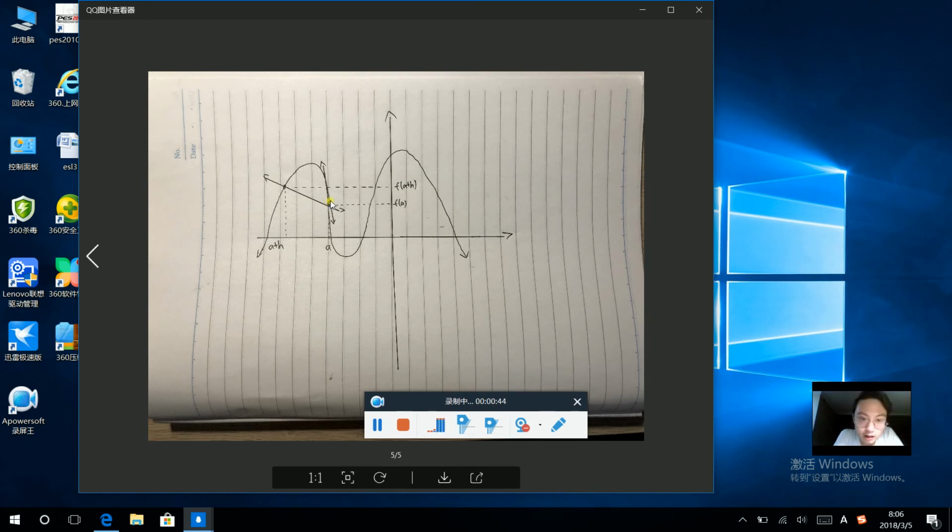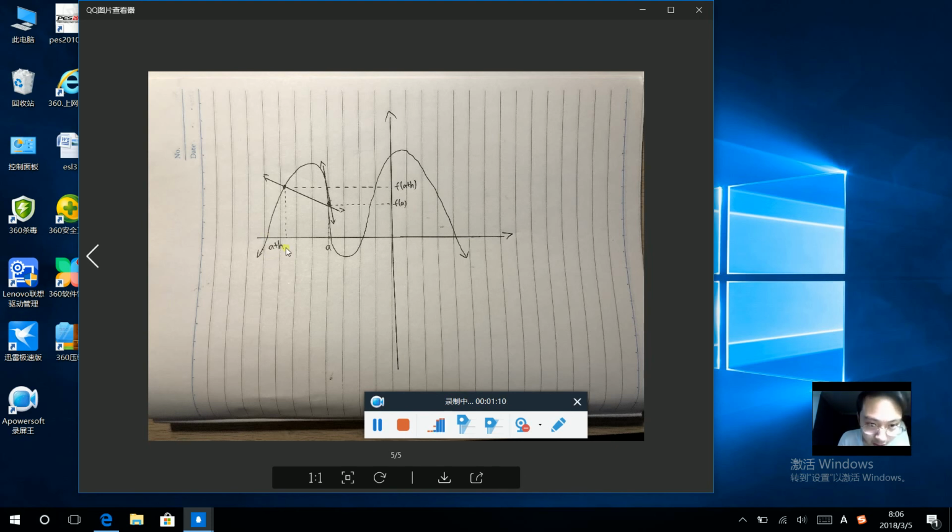Based on the limit method, I'll try to recall some formulas which we've learned last semester. As is seen on the graph, the point A plus H is the same as the point B.